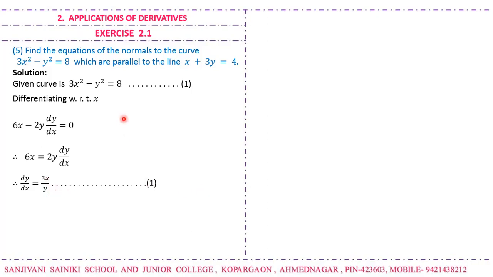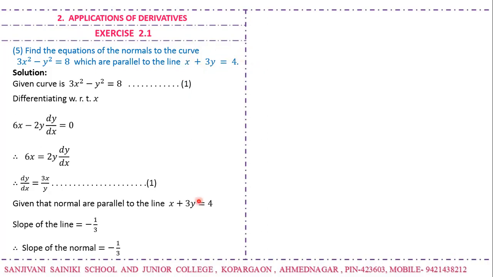Now it is given that the normal is parallel to this line. So what is the slope of this line? Slope of this line is minus 1 upon 3. As the normal is parallel to this line, the slope of the normal will also be minus 1 upon 3. So what will be the slope of the tangent? It must be equal to minus 1 upon the slope of the normal, which is equal to 3. So dy by dx must be equal to 3. That means 3x upon y is equal to 3, so from this equation we get x is equal to y.